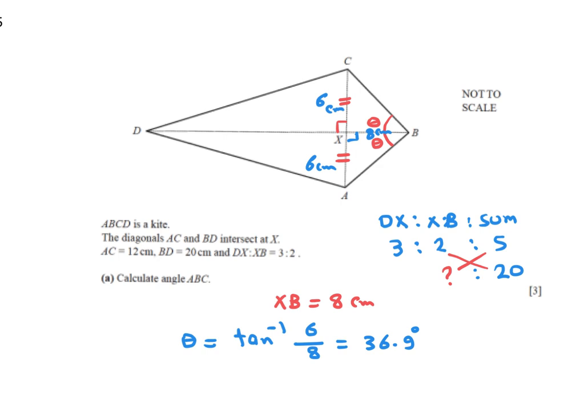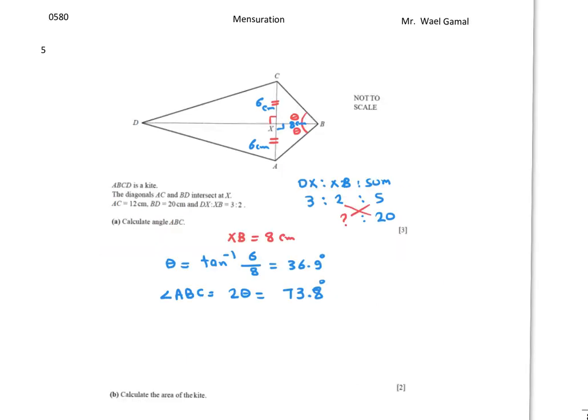So now if I need angle ABC, then we multiply it by 2. So it will be 73.7, or 73.8 if you multiply 36.9 by 2. Yes, okay, sir, but I use the exact value. Yes, sir. Okay. Next part, how to find the area of the kite.